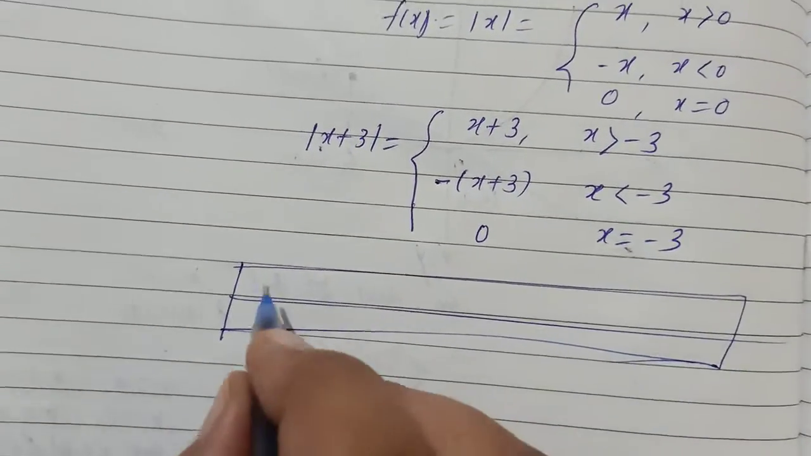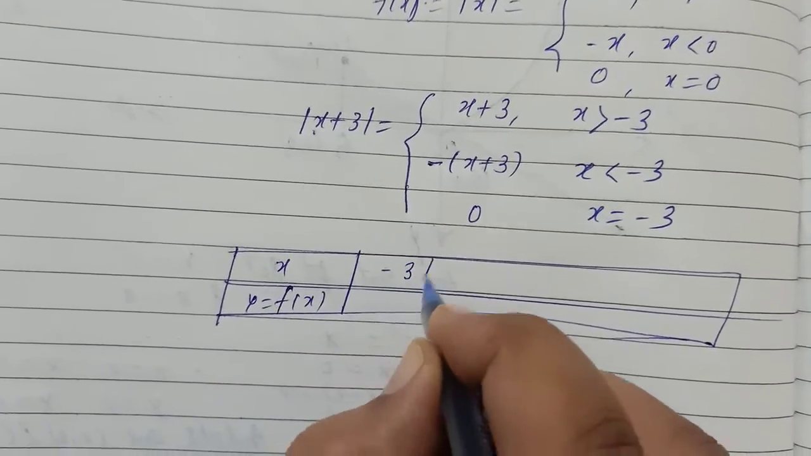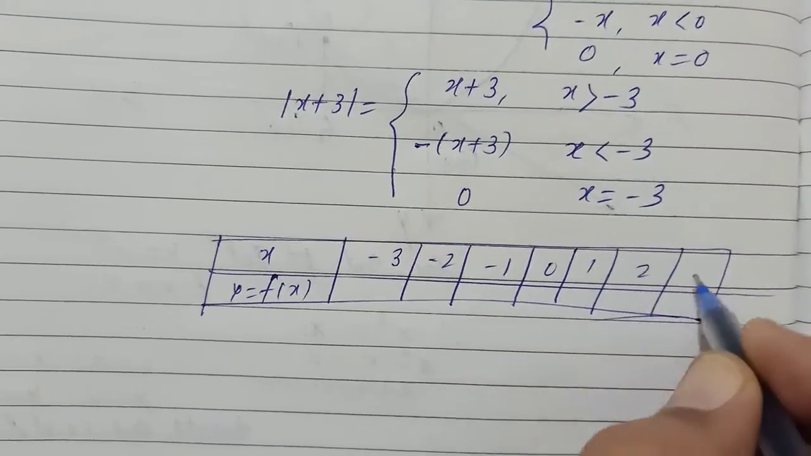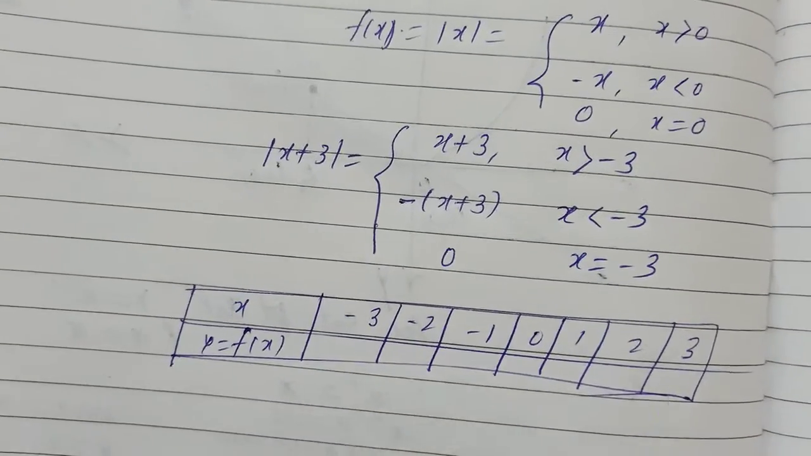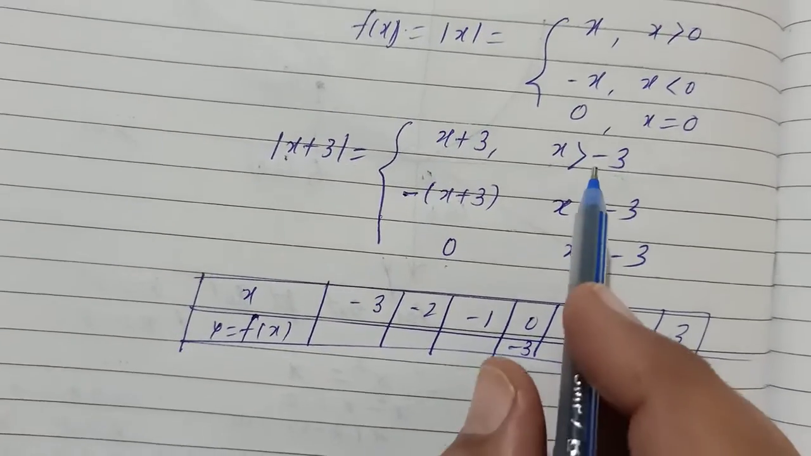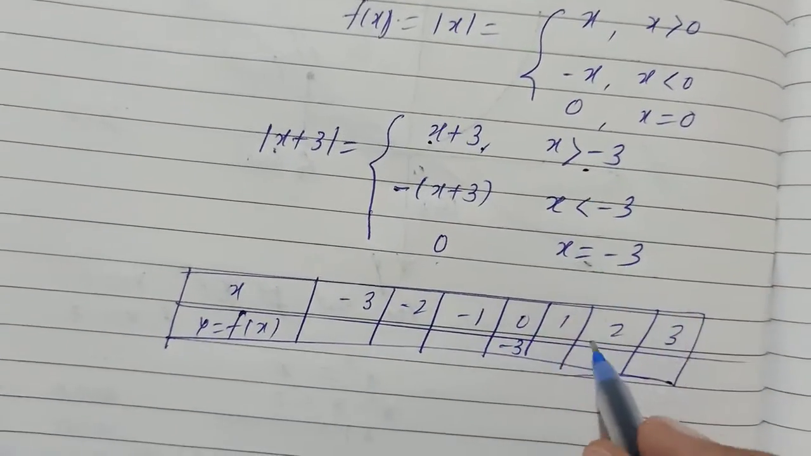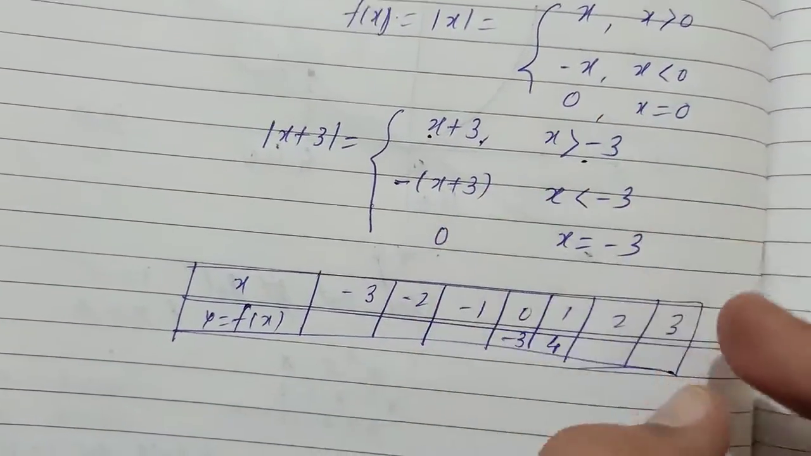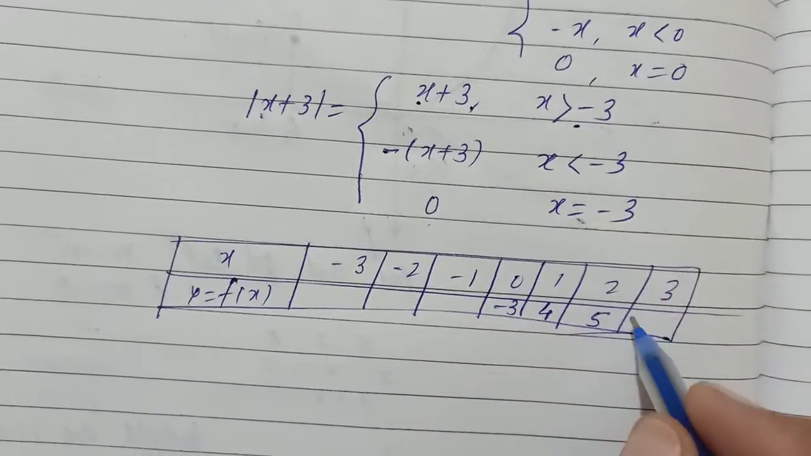You can make the table with x and y equal to f of x. So you can take -3, -2, -1, 0, 1, 2, 3. Seven values are sufficient. You can make the table and plot the points. When x equal to 0, it is 3. When x equal to 1, we take this, it will be 1 plus 3, it is 4. When x equal to 2, it is greater than -3, so we take this: 2 plus 3 is 5. When x equal to 3, it is 6.